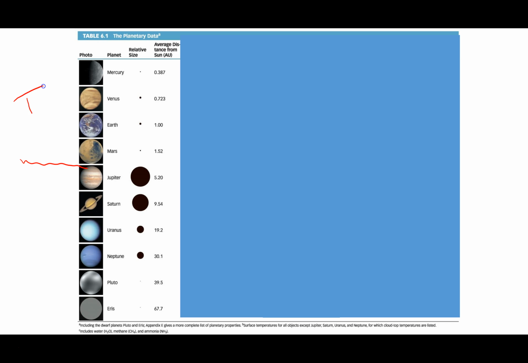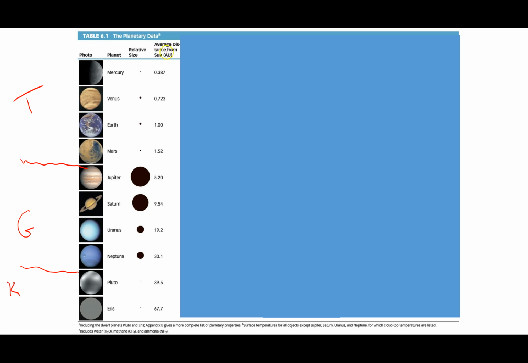Okay, these guys, I'll put a T for terrestrial. I'll put a G for gas giants down here, and a break here. You guys told me Kuiper belt. I'll put a K there for Pluto and Eris. So there's kind of relative sizes.